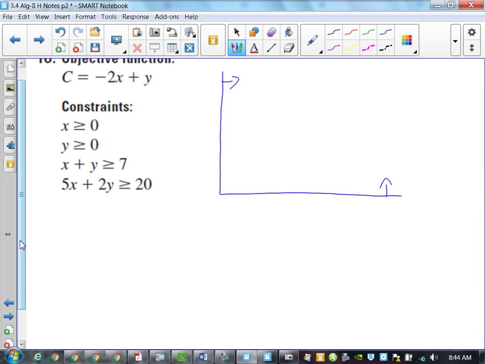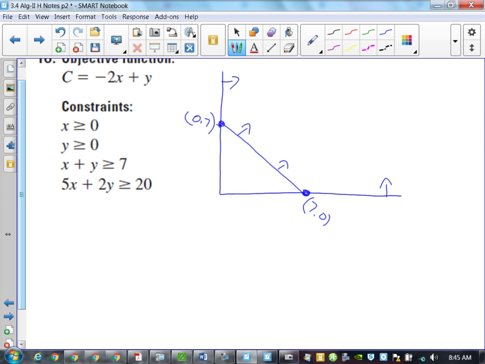When I'm looking at x plus y greater than or equal to 7, well, y-intercept of 7, x-intercept of 7. So we put them in: 7, 0, and 0, 7. Did that line go through the origin? No. What's 0 plus 0? 0. Is 0 greater than or equal to 7? No. So it is false at the origin, which means it's shading outward. It's going this way. Are we okay with that?